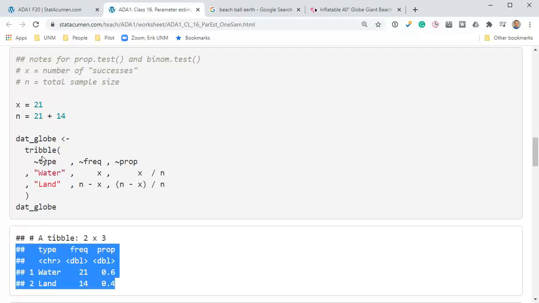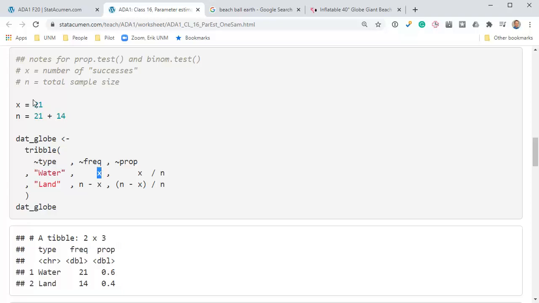Okay, so I'm saying, what was the type? We got either water or land. What was the frequency? We either had x, which is the number of successes, that's the number of waters, and then n minus x must be 14, that's the number of lands. What's the proportion? Well, it's that frequency divided by the total number. So we get this table, we ended up with 60% of the observations were land.